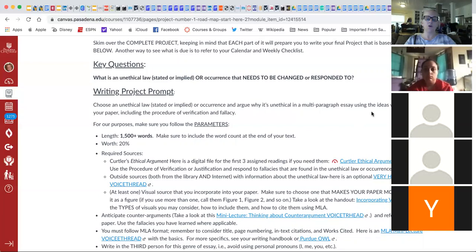So you have to use the ideas in Ethical Argument, including the procedure of verification and/or justification, and fallacy. Fallacies are things, you're going to get to that part, if you haven't already, where people try to convince you of their point of view using flawed logic. So fallacy involves flawed logic. You're going to use the procedure of verification, which is also called the procedure of justification, and you are also going to mention the fallacy. So if there's an unethical law, the reason there is an unethical law is because of some sort of flawed occurrence.